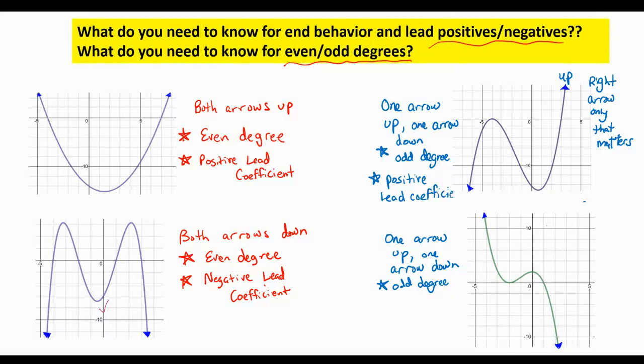Then on the next one, we look here and the arrow points down. So this is a negative lead coefficient. That means the number in front of the equation is negative. So something along the lines of y equals negative x cubed would mean that the right arrow is down. So that's what a lead negative is.